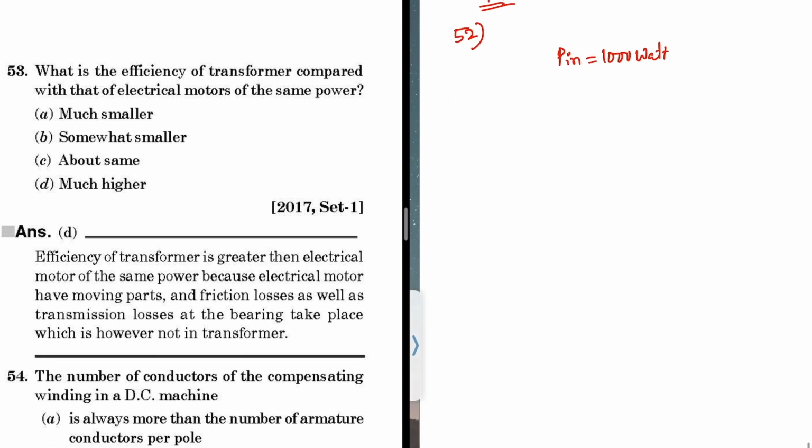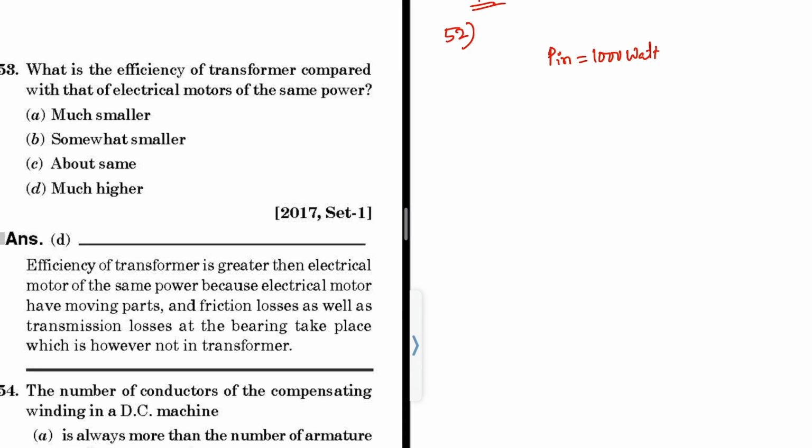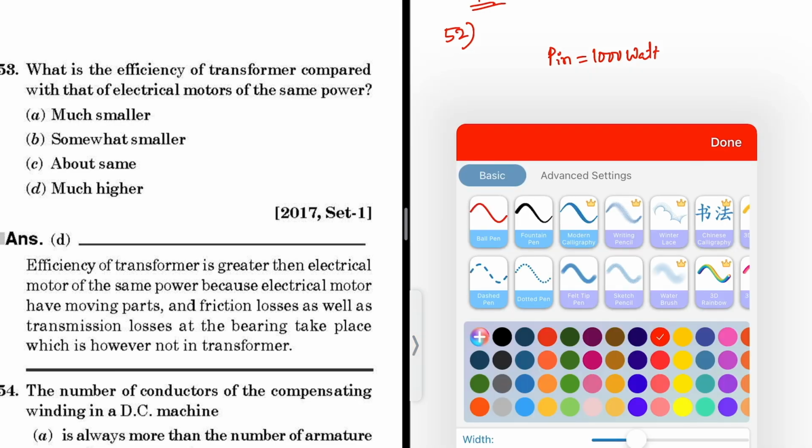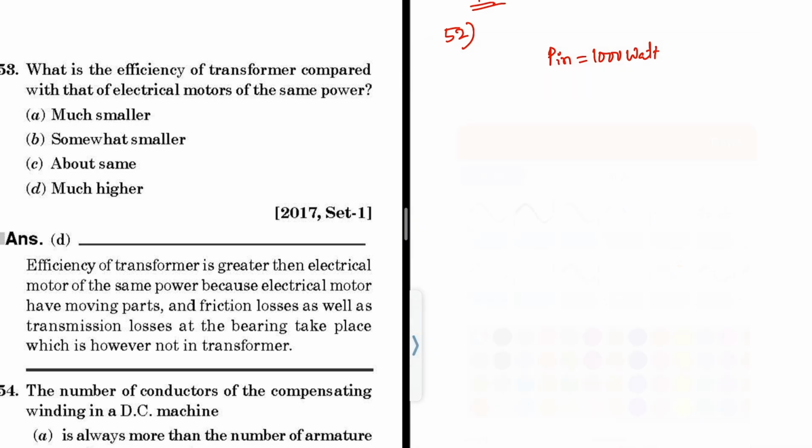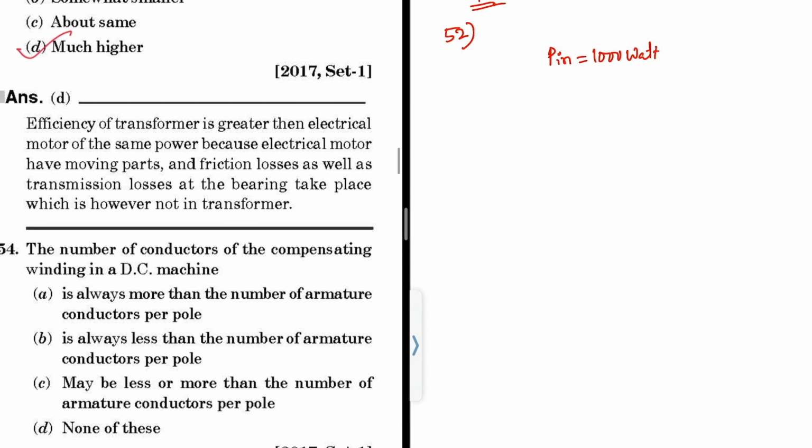What is the efficiency of the transformer compared with the electric motors? Generally motors are rotating devices, so they have rotational losses also. But a transformer is a static device, so there will be no rotational losses. So the transformer has higher efficiency compared to the electrical motors.